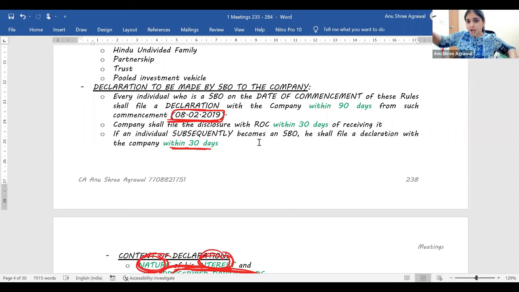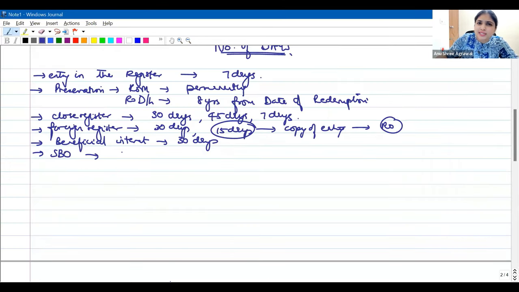Company will inform the ROC. Company will inform ROC within how many days? Again, within 30 days. So even in SBO, what are the only time limits we're talking about? We're talking about only 30 days till now.